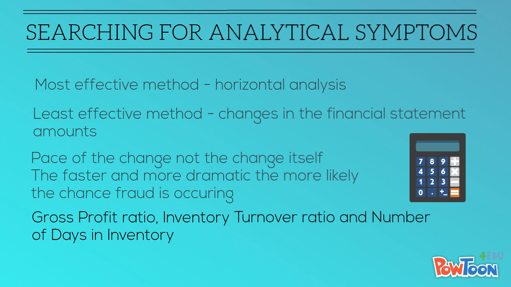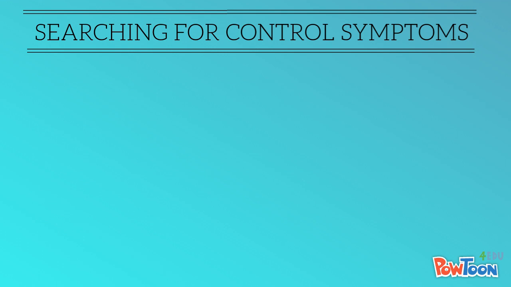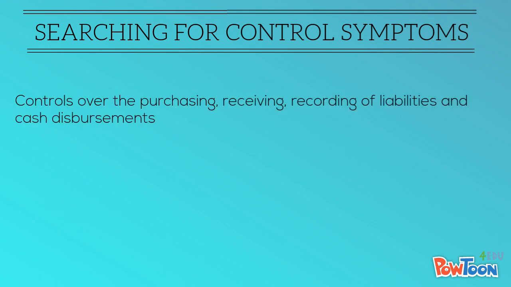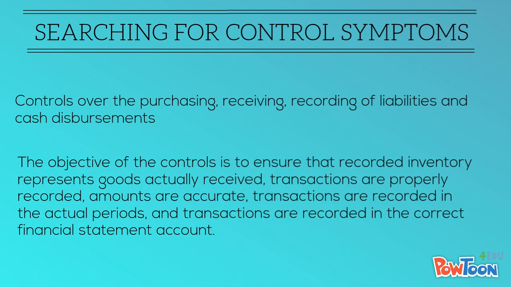Again, it is not the change itself that signals fraud, but the pace of the change. The faster and more dramatic, the more likely the chance that fraud is occurring. Below is a list of ratios and methods one could use to search for inventory and cost of goods sold analytical symptoms. When actively searching for inventory-related control symptoms, there are some concerns with controls over purchasing process, receiving, recording of liabilities, and cash disbursements.